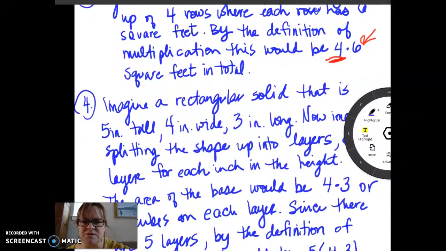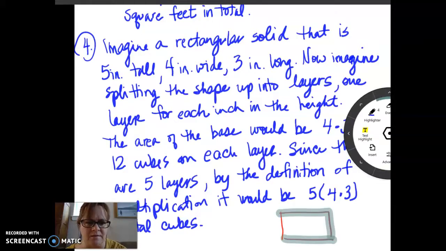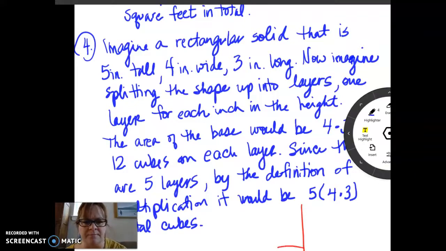So if we go to thinking about this rectangular solid, we kind of have to imagine it. Maybe I'll draw it here. 5 inches tall. Ooh, my drawing is bad here. Let's fix that. Okay, so 5 inches tall, 4 inches wide, and 3 inches long.